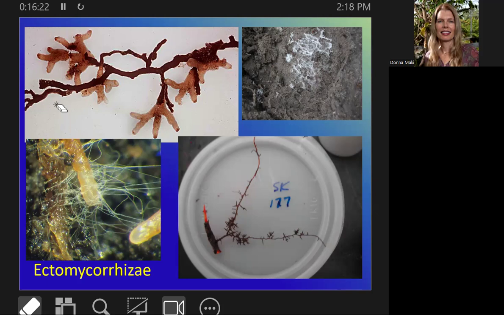That's a nice physical protection because the fungal tissue is so thick that it's really hard for any creepy crawlies to make it through that and get to the root to attack it. So they provide some nice physical protection and they can also provide chemical protection.